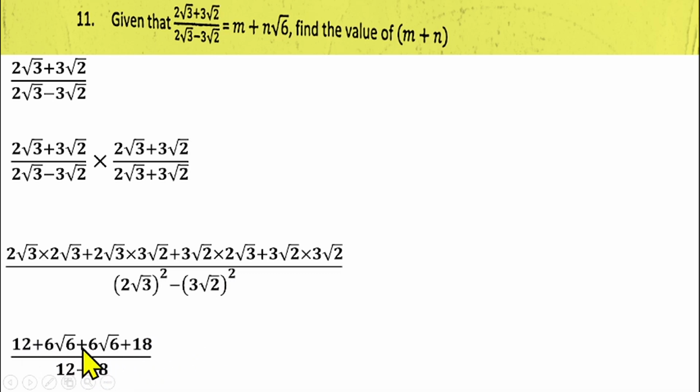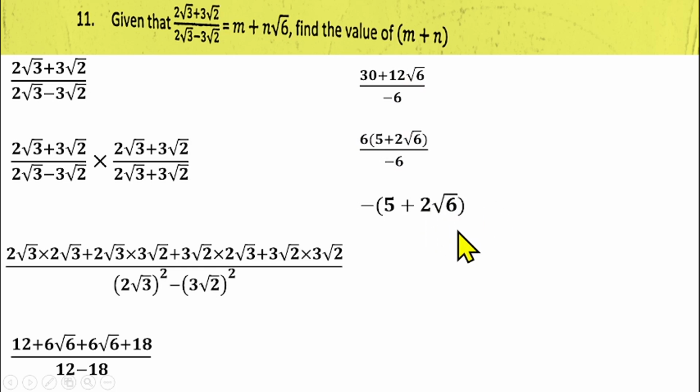From there, if you simplify this one further, 12 plus 18 will give us a 30. 6 surd 6 plus 6 surd 6 will give us a 12 surd 6. So we'll be having 30 plus 12 surd 6 over 12 minus 18, which is minus 6. So 6 is common here. You cannot add 30 and 12 together because of this surd 6, but you can factorize 6 here. You'll be having 6 into 5 plus 2 surd 6, over 6. So 6 can cancel 6 here. You'll be having minus open bracket 5 plus 2 surd 6. Opening the bracket, you'll be having minus 5 minus 2 surd 6, equals this, our m plus n surd 6.